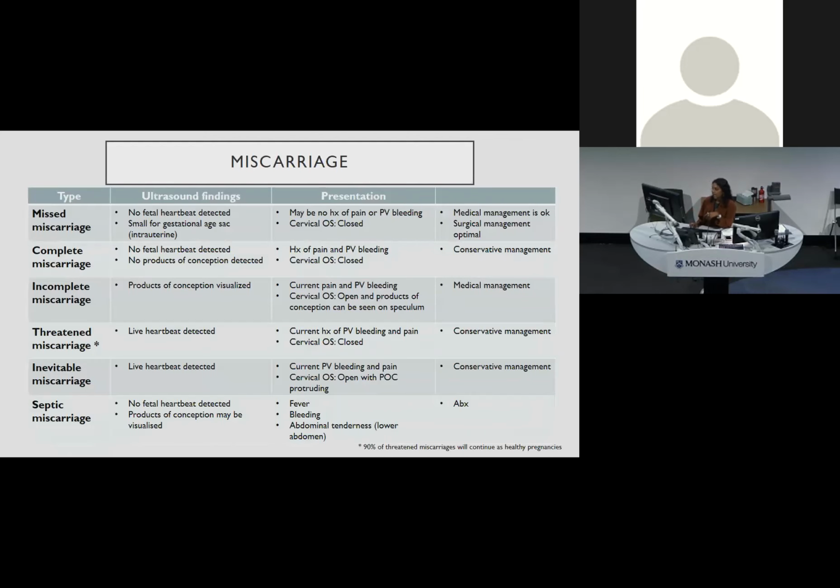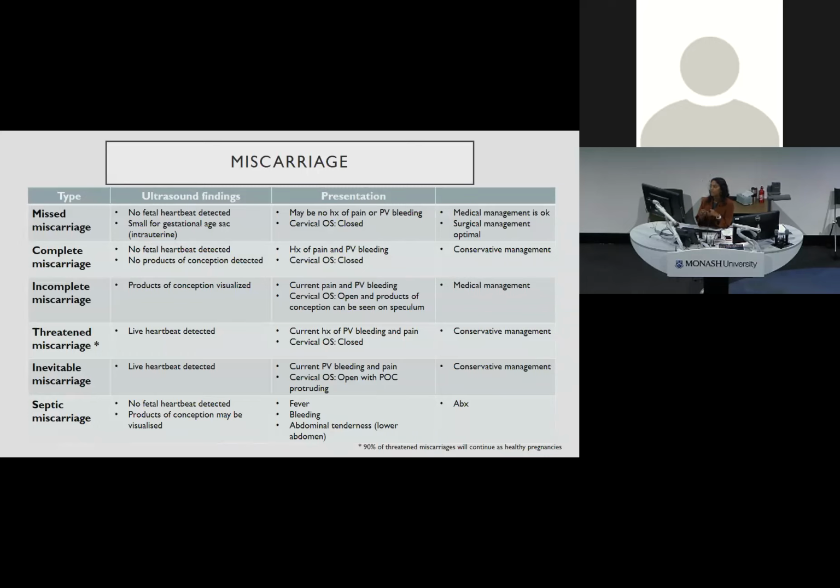Okay, so these are your types of miscarriages. Essentially, you can have a missed miscarriage where there may have been some spotting, say in the last few days or the week. They may not have realised, they've come for an ultrasound for some reason, and either the sac is small for the gestation that they should be, you can't identify a fetal heartbeat, but the cervical os is still closed. So they've missed the symptoms to suggest that they've miscarried. So you will need to treat them in either a medical or surgical way in order to ensure everything's been removed from the uterine cavity.